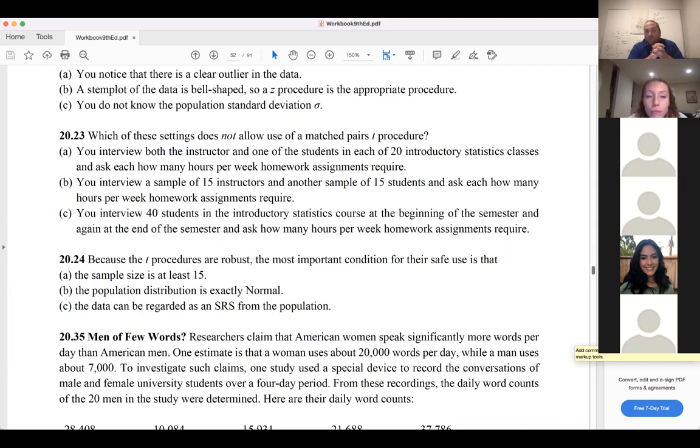So first I want to make sure you all read the question correctly. It says, which of these does not allow a matched pair t-test? 23. Which of these is not a matched pair t? So I just want to ask first, did anyone read it as which of them does allow a matched pair t, and accidentally answer incorrectly? Because maybe that will be one of the reasons why it's all over the place.